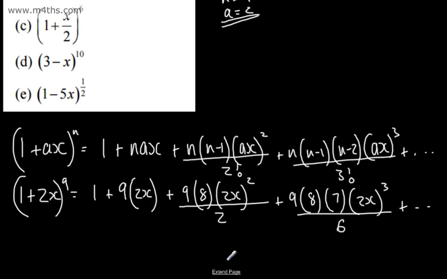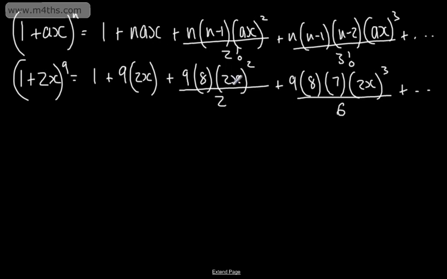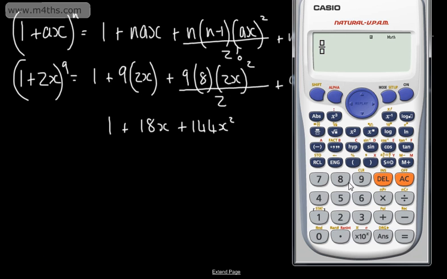All we need to do now is go ahead and simplify this. Be careful, and this is why I'm saying be careful. This isn't 2x squared, it's 4x squared. So we're going to have 1 + 18x. Now if I consider what this is going to be, this is going to be 9 × 8, which is going to give me 72, and then this is going to be times by 2. So this is going to give me plus 144x². You can, of course, do that on a calculator if you're unsure: 9 × 8 × 2 squared, or 4, divided by 2.